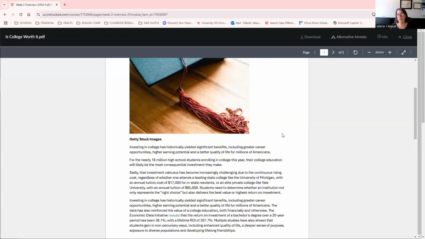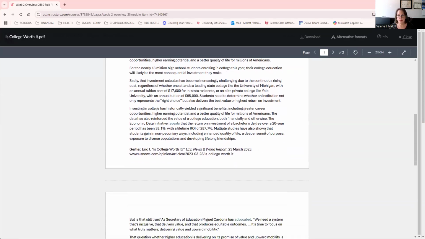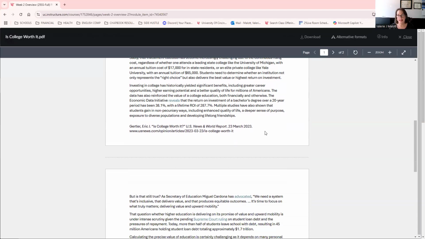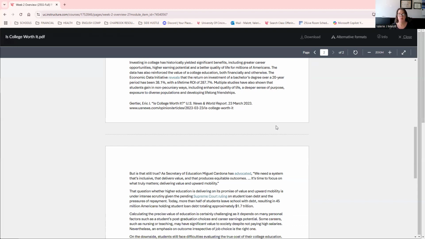I want to provide you with some ideas to think about why you're in college, why it is worth it, and why you want to invest in your education as well as in your future, right? So these are a couple of good articles. We have some information that says that it's pretty solid data that a bachelor's degree can help you earn more money. So the return on investment, or the ROI here, is pretty high. Multiple studies have shown that you also have an enhanced quality of life, a deeper sense of purpose, and exposure to diverse populations, and develop lifelong friendships by having a college education.